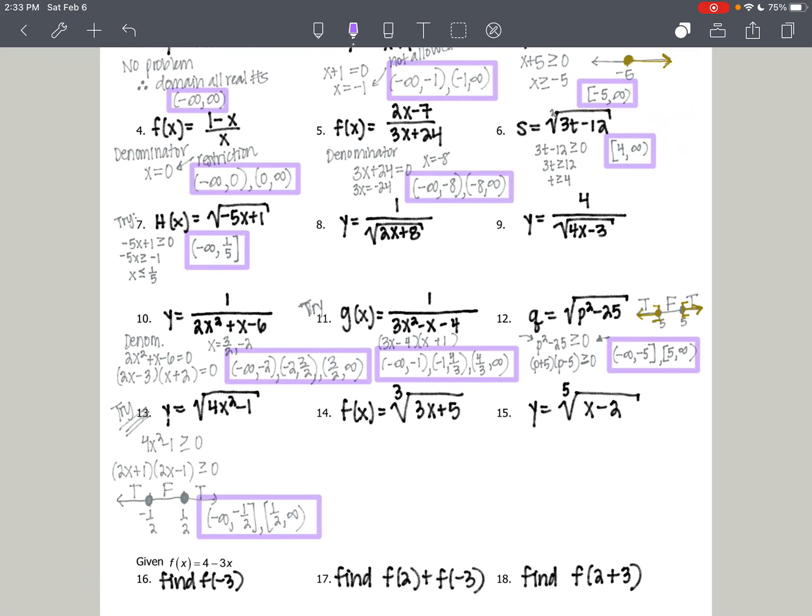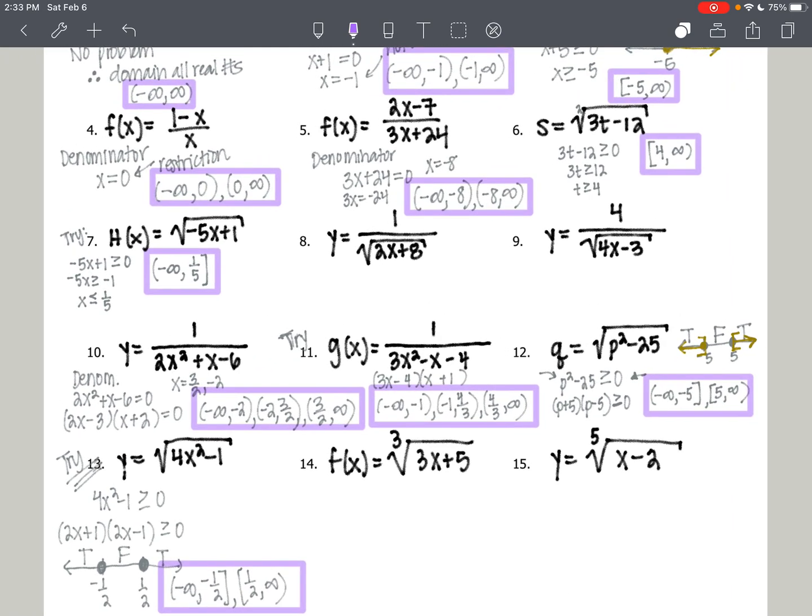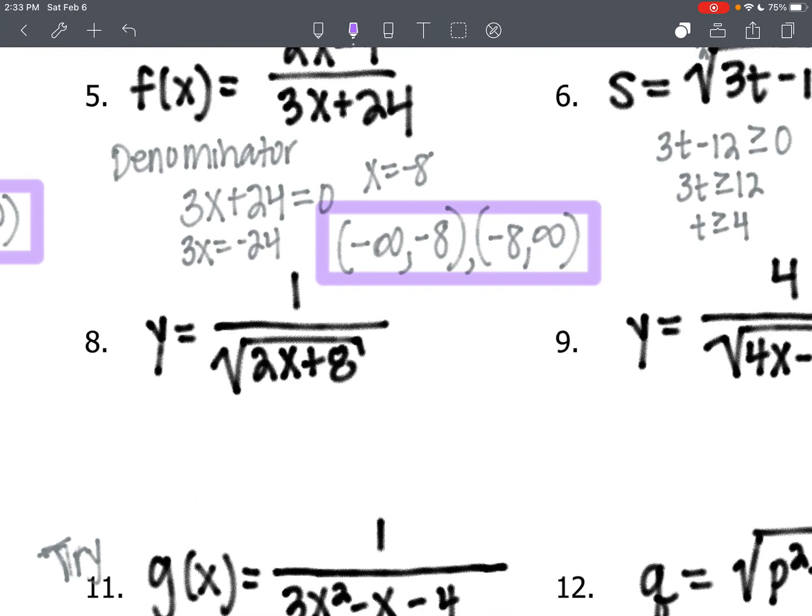Okay, so that leaves us 4 problems left here. We've got number 8, number 9, 14, and 15. So what's different about 8 and 9? Well, 8 and 9 have a radical and a denominator. So when you have a radical and a denominator, you have to apply both rules.